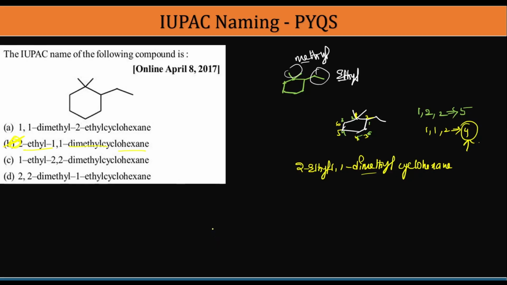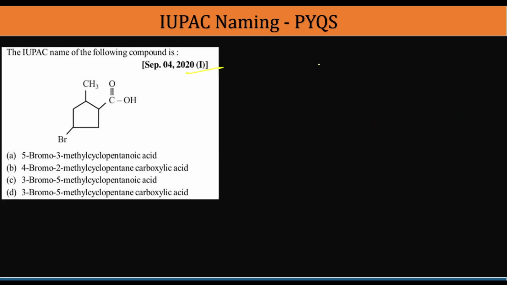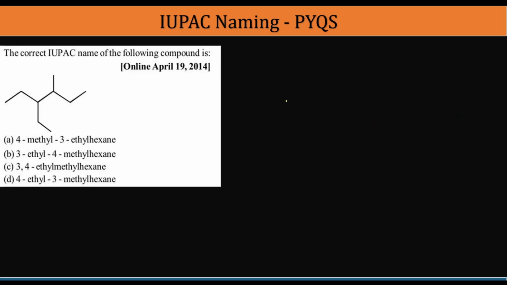I hope this is clear for you. Why didn't we give numbering from the ethyl group, as in alphabetical order it comes first? Because whenever there are more than two substituents, you need to see the sum of the numbers of the locants. If it is less, then we will prefer that. And then let's solve this question. You just try to solve this question on your own.